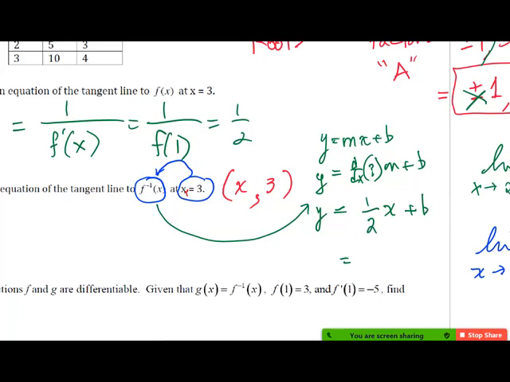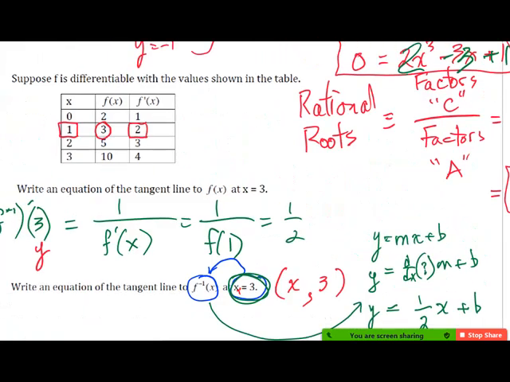But once again, when we substitute, we have to realize that since we're doing this with respect to the inverse, we have to use the y value from the perspective of the inverse, and we have to find the x value from the perspective of the inverse. Okay? And so when we do that, what did we decide? Well, the x value with respect to the inverse was 3, so that's going to be 1/2 times 3 plus b. And then what is the y? Well, the y is the same as what was the x, which is 1.